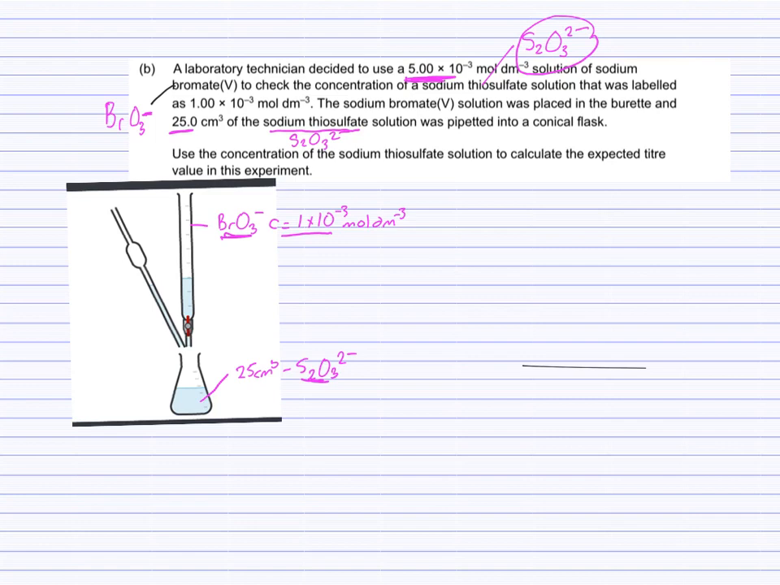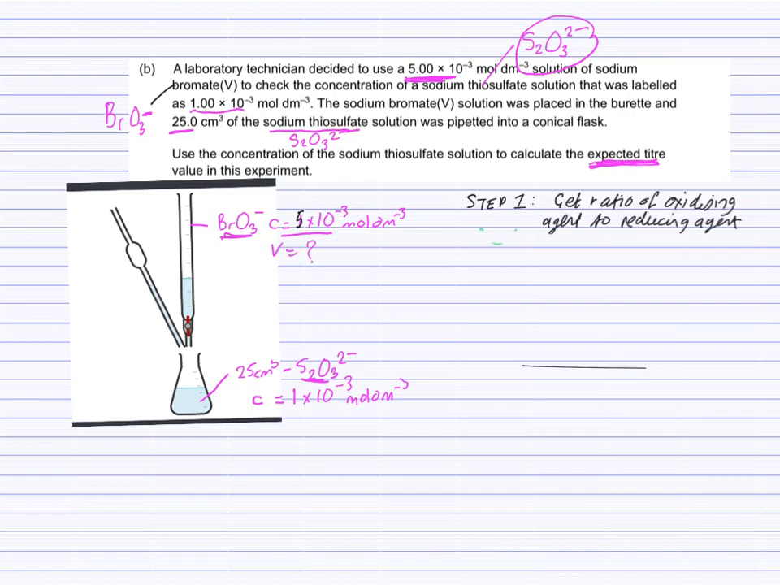The concentration of the bromate is not 1 times 10 to the minus 3, but 5 times 10 to the minus 3. So we change that to 5. It's really important that you get the correct information from the stem of the question. So once we've filled in the storyboard with the correct concentrations and the correct volumes, and just again checking the concentrations, we're asked to find the expected titer.